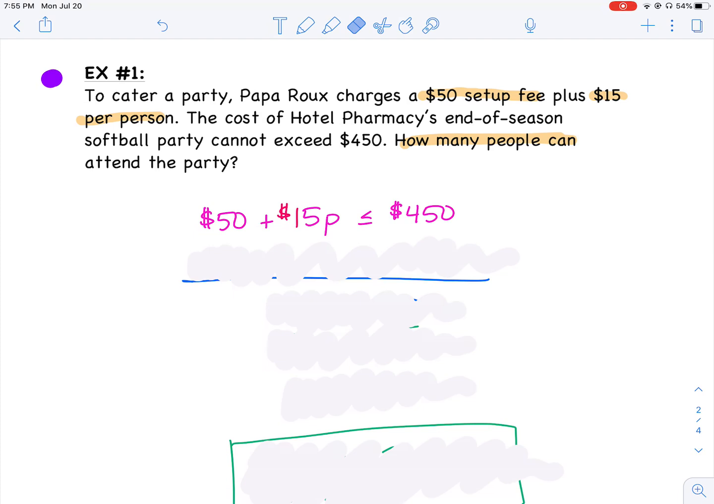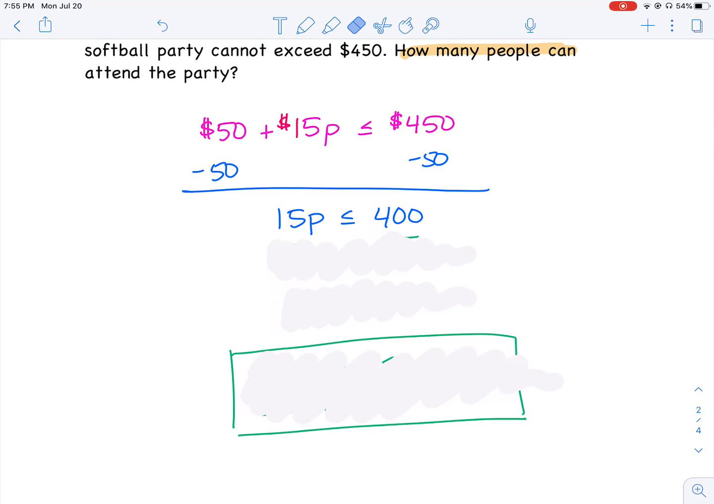How many people can attend this party if I have a budget of $450? Let's go ahead and solve by subtracting 50 from both sides. Let's go ahead and get rid of the 15 by dividing both sides by 15. Now I didn't multiply or divide by a negative, so I don't have to switch my inequality. And I end up getting P is less than or equal to 26.66666, and it kept going, right?